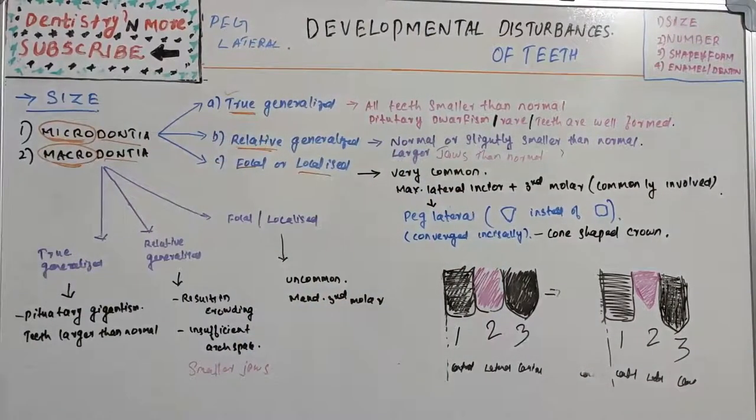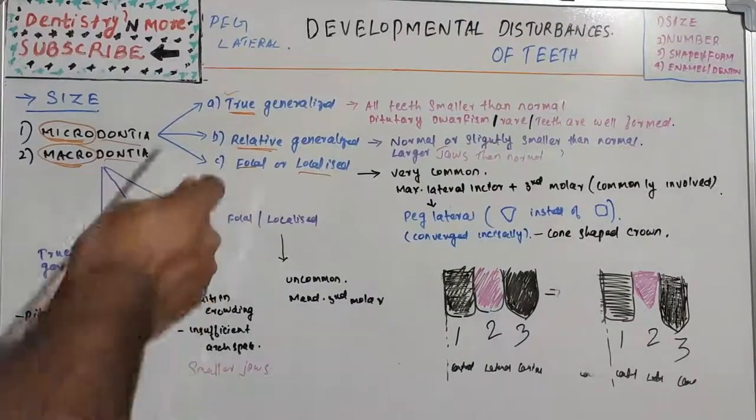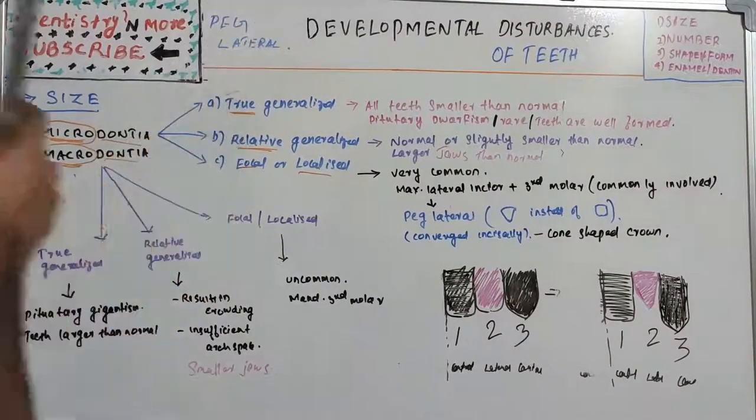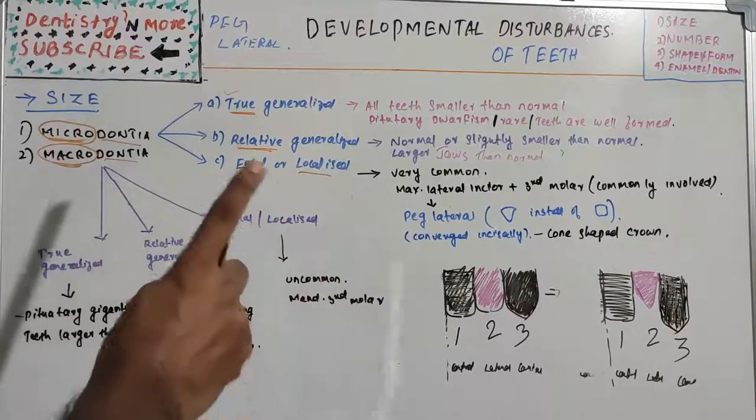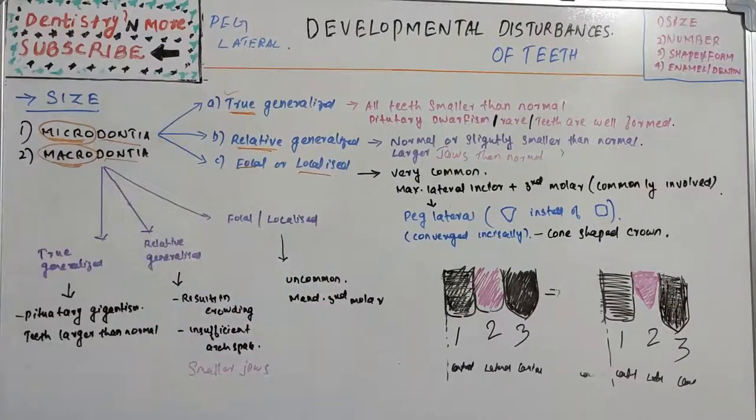developmental disturbances of teeth. So the takeaway point is peg lateral. Peg lateral is a focal or localized microdontia. So I'll come up with the developmental disturbances of number in my next video.